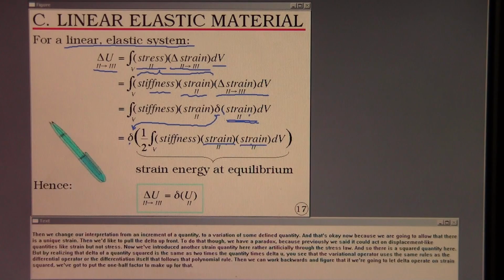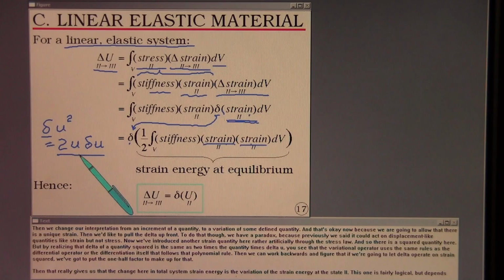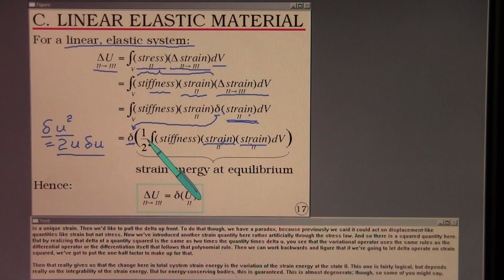But by realizing that delta of a quantity squared is the same as 2 times the quantity times delta u, you see that the variational operator uses the same rules as the differential operator or the differentiation itself that follows that polynomial rule. Then we can work backwards and figure that if we're going to let delta operate on strain squared, we've got to put the 1/2 factor to make up for that.